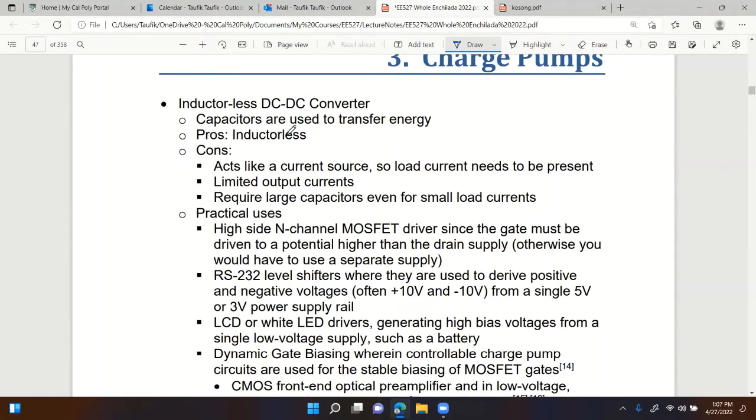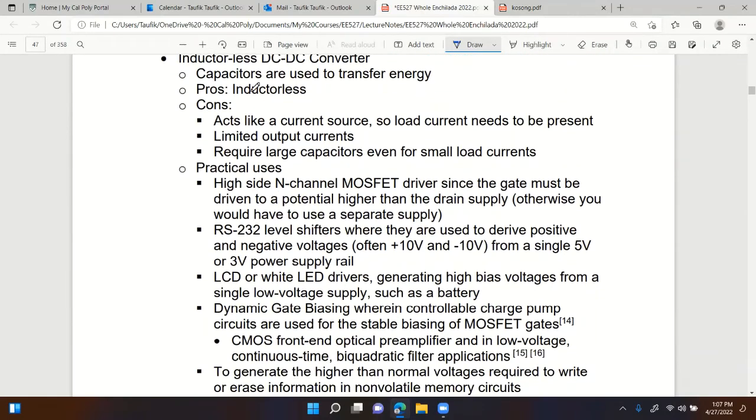The pro would be no inductor. That means it can be small and more compact. The cons would be it acts like a current source, so load current needs to be present. And limited output currents require large capacitors even for small currents, because if you compare inductors and capacitors, of course a capacitor has a more limited capability to provide current than an inductor.